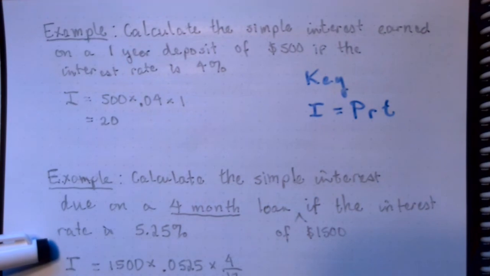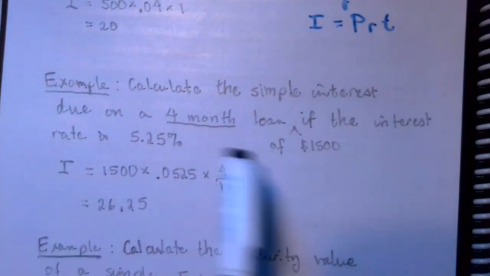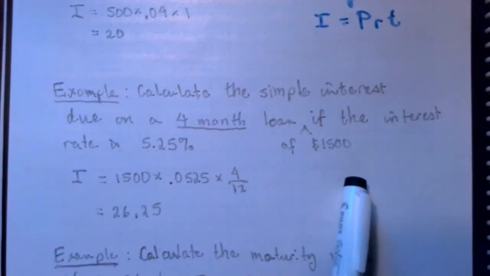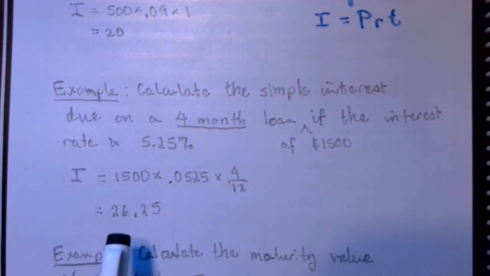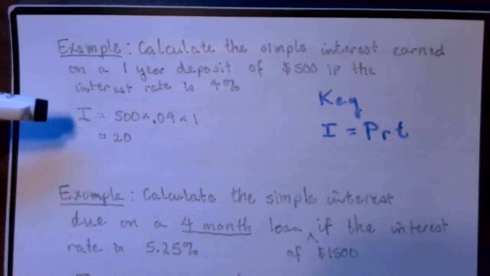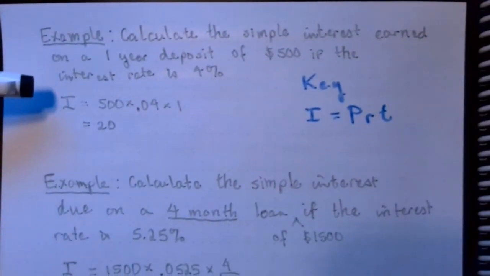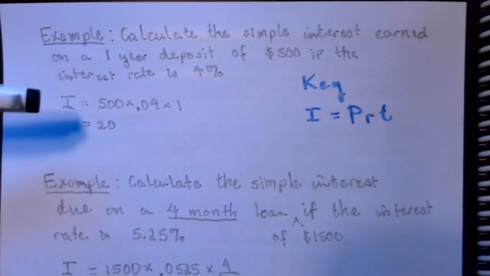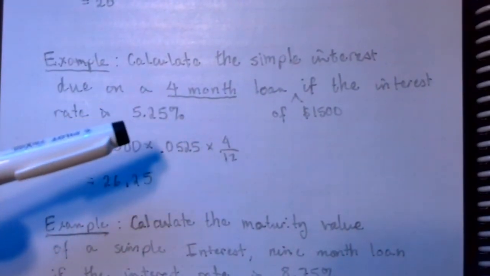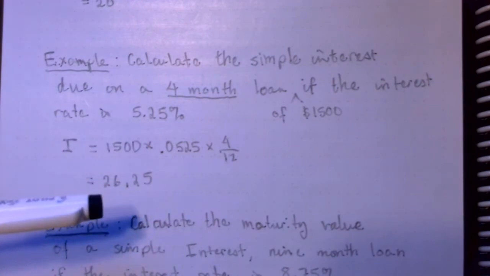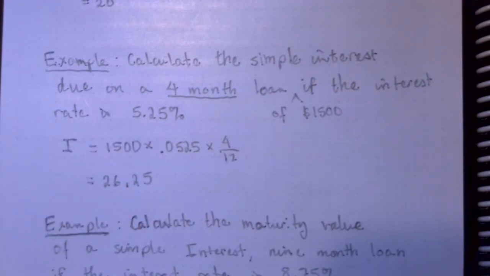Okay, this is simple interest due on a 4-month loan of $1,500. Okay, so here you are borrowing money. You're borrowing $1,500 for a period of 4 months. This is the interest you have to pay for doing that. All right, so the calculation is of course done the exact same way. It's just in the first example you are earning money for depositing the $500 into the bank. Here you are being charged money because you borrowed stuff from the bank.